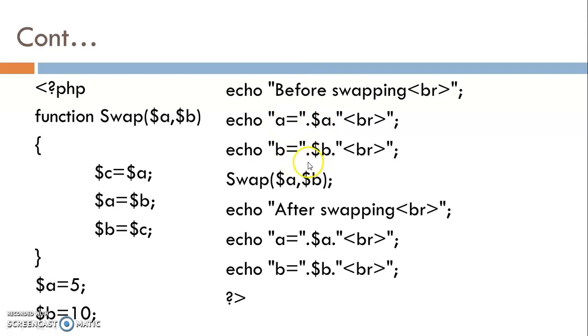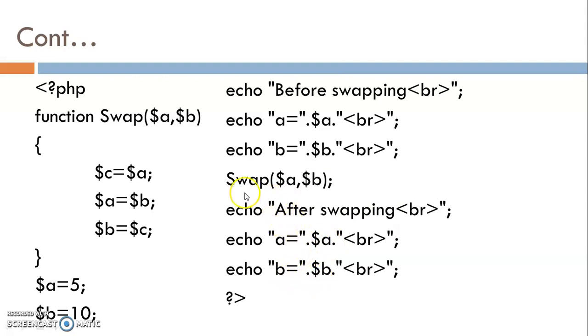After printing the values of variables a and b before swapping, I call the swap function. Here I write $a comma $b, and then I write the same statement, echo after swapping, and then echo a equal to $a and echo b equal to $b.